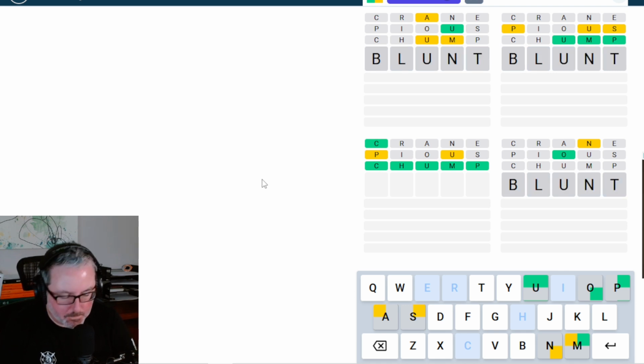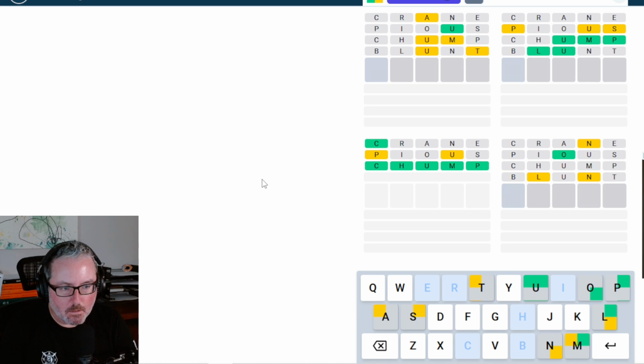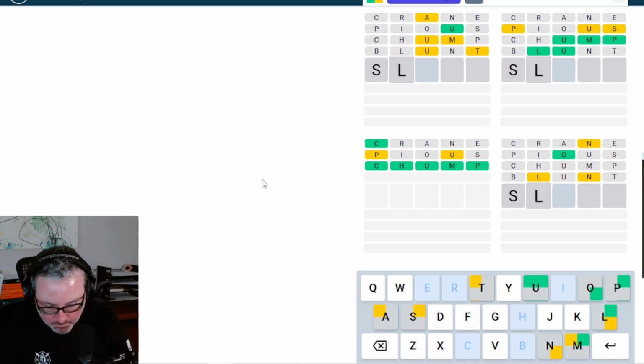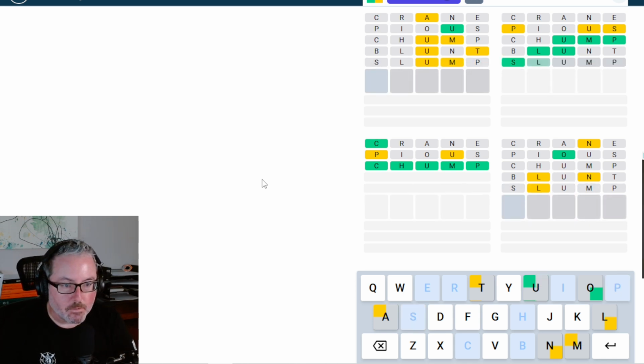Let's do blunt. It was the first thing I thought of, and it's not perfect, but it's going to give us some options at least. And it did give us an L. So we know that the number 2 is slump. So we got the S is the only one that we haven't figured out where it goes, and there's only one place left, so we might as well just put it in and get it done.